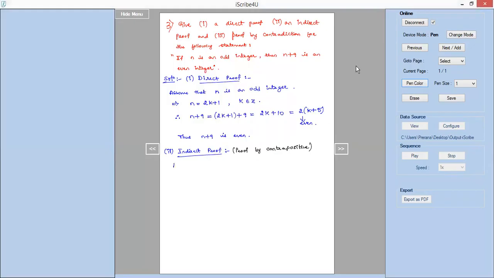So let us assume P as n is odd and Q be the statement given by n plus 9 is even. So the given statement reads in the form P conditional Q. So what is the contrapositive of this? Its contrapositive is of the form negation Q conditional negation P.